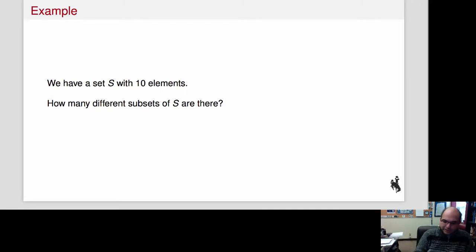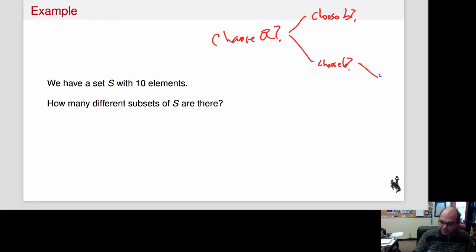Because we said choose A, and so we went like that. And here we would ask the question: do we include B? And so we went like that. And so we decided that the answer was 2 to the 10th, because for each element I had to make a choice. Do I include it or not, right? So we know that the answer is this, okay?